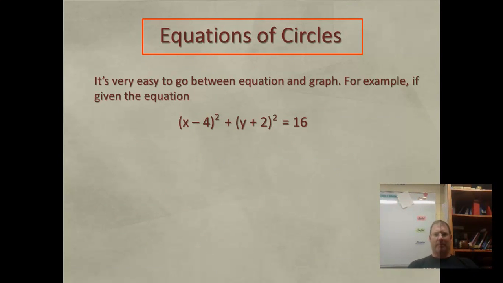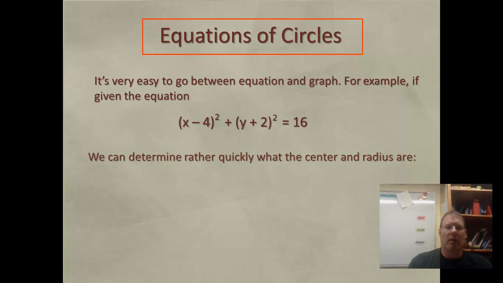Alright, here's an example. And it is very easy to go between an equation and a graph and vice versa. Okay? So here we have (x minus 4) squared plus (y plus 2) squared equals 16. And from that, the first thing we do is determine where is the center of the circle and what is the radius of this circle. Alright, well, the center is at (4, negative 2), and the radius is 4.